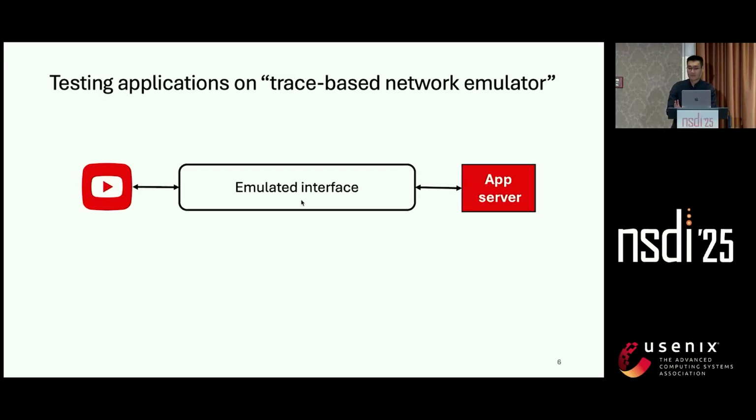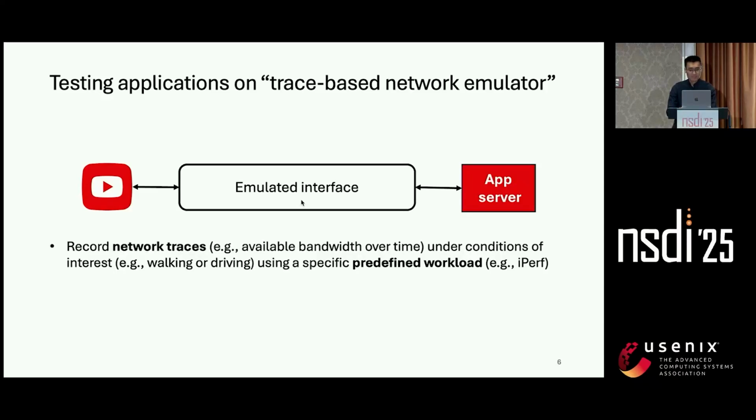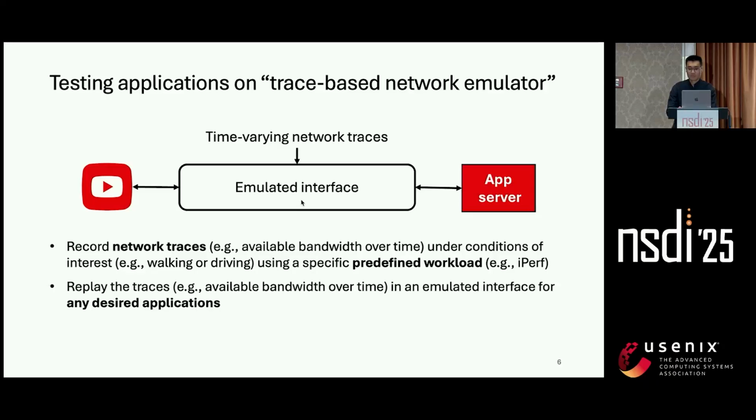Therefore, researchers and developers often use trace-based network emulators. This process involves recording network traces under specific conditions of interest, such as walking or driving, using a specific predefined workload. After that, the traces are replayed through the emulator interface, and any desired application can just use this interface. We refer to this method as the record and replay network emulator.